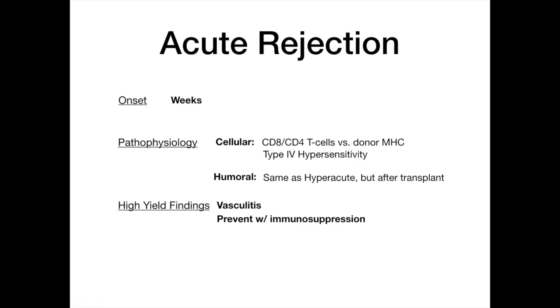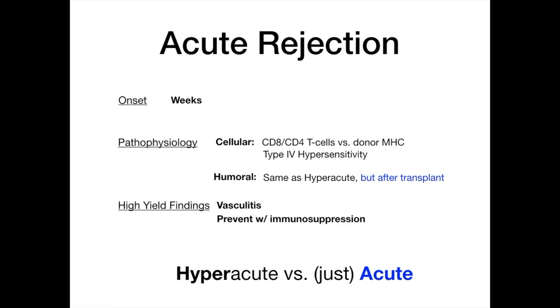The humoral reaction is the same as you saw in the hyperacute, but this happens after the transplant. And this should make sense because hyperacute happens hyper, or fast, within minutes. This one's just acute, so it happens the same way, but it's not as fast. This is after the transplant, okay? The high yield findings for acute rejection are vasculitis, and that you can actually prevent this with immunosuppressive therapy. So again, hyperacute versus just acute should help you reason through that the humoral response happens after the transplant.